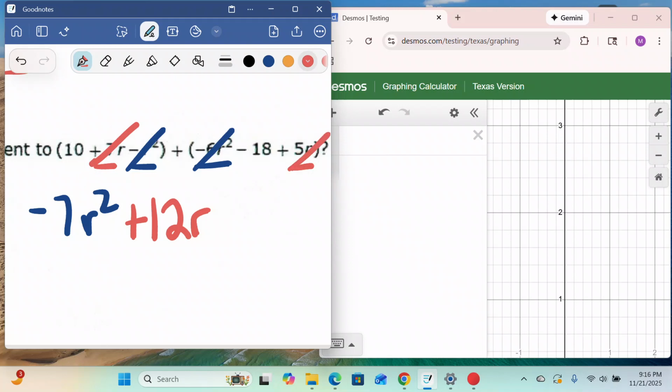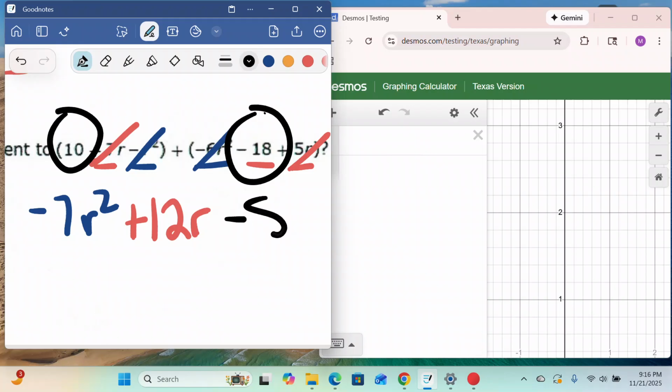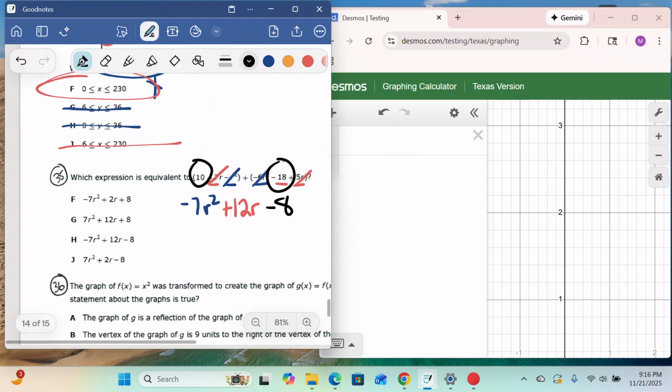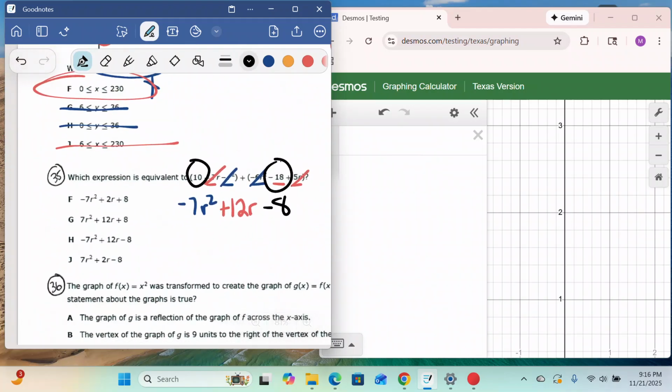Then the last thing I have is my negative 18. I'm going to put it in black. And I have my positive 10. So I would input that into Desmos, and that would give me a negative 8. Look at the answer choices. G is wrong. J is wrong. The answer choice is letter H.